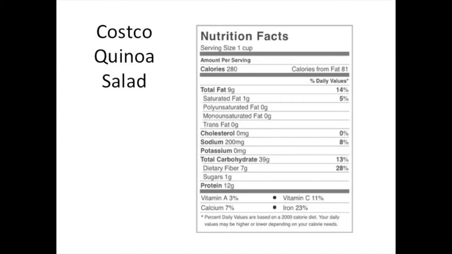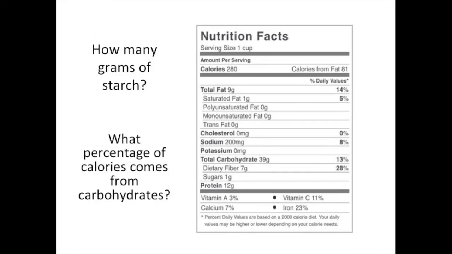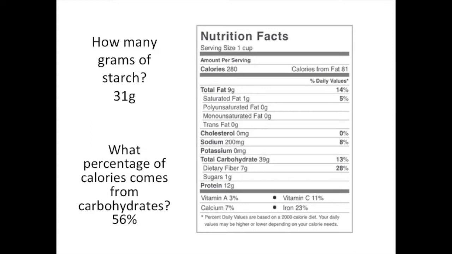All right, remember the Costco quinoa salad from the beginning of the video? Let's do some practice calculations from that label. How many grams of starch and what percentage of calories come from carbohydrates? Pause the video because the answers will come up next. Do your answers match? 31 grams of starch, 56% of calories come from carbohydrates. If you didn't get those answers, go back and review this video.